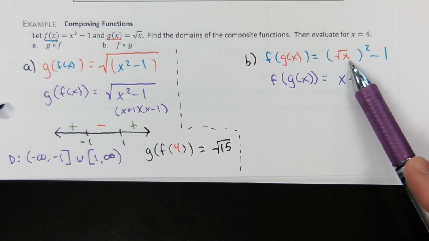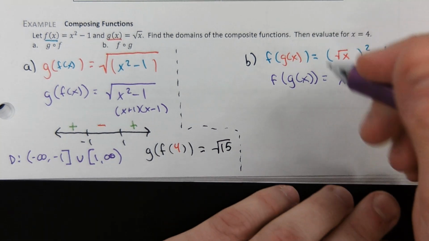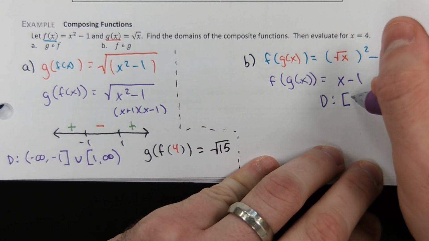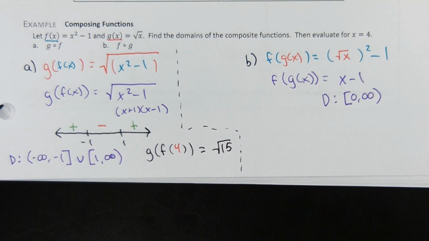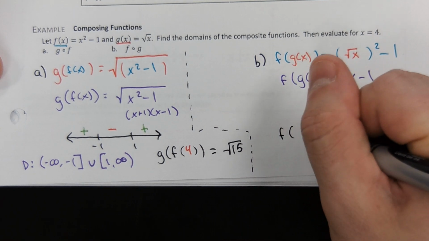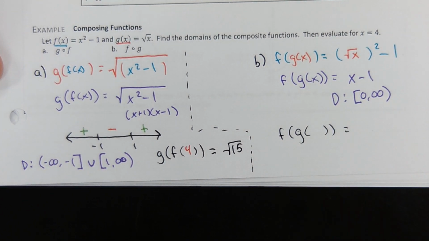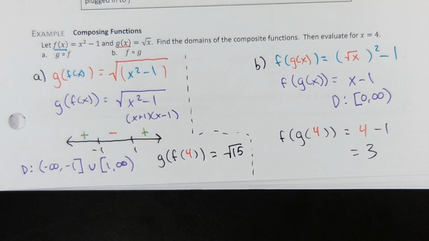The domain cannot get larger. Since the red domain is x is greater than or equal to 0, which would be 0 to infinity inclusive, that's this one's domain also. Once again, it's half of the line. And then we're supposed to do f of g of 4. So it's just going to be 4 minus 1. Once again, the neat thing is the domain of the composed function.